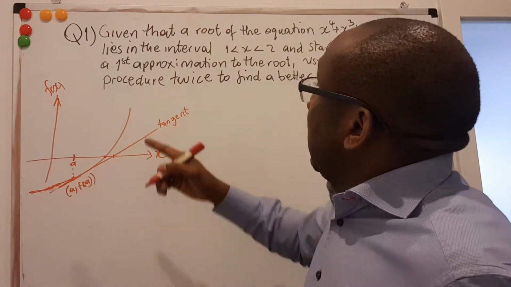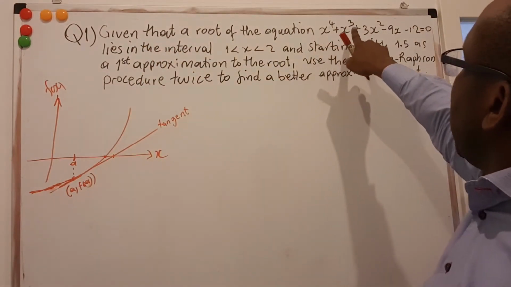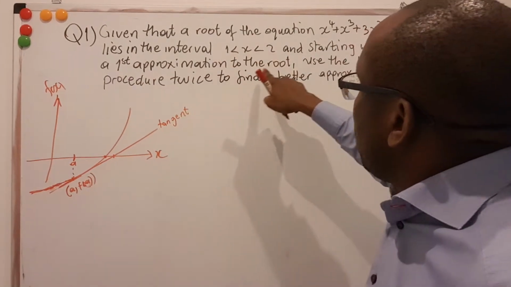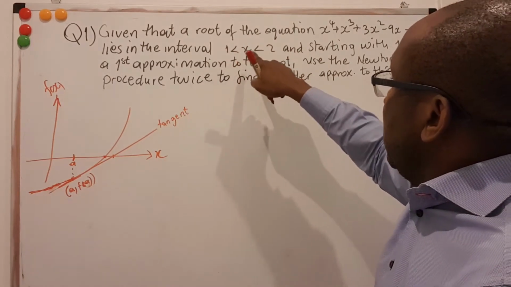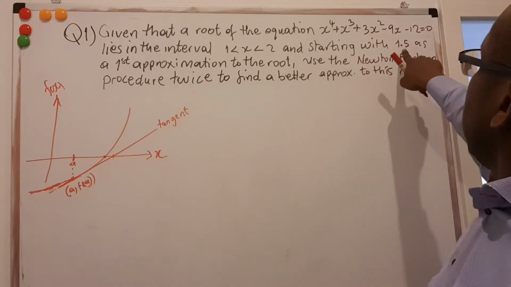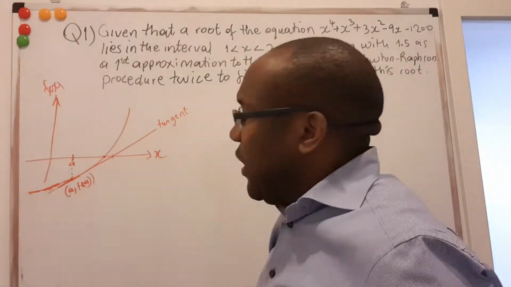That can happen. Let's say that in this question, you are given that a root of the equation x to the power 4 plus x cubed plus 3x squared minus 9x minus 2 is equal to 0 lies in this interval. So I've already been given an idea that it lies in the interval 1 to 2. So it means I can make a good guess to start. For example, here they say start with 1.5. So let's say my A is the one I want to start with.